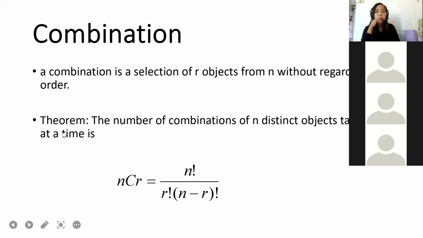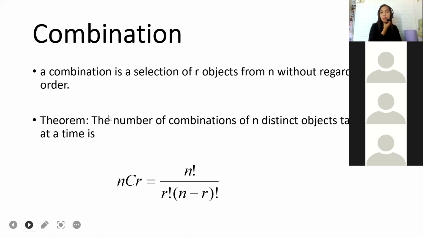Theorem says that the number of combinations of N distinct objects taken R at a time. So we only have one formula for combination. NCR is equal to N factorial over R factorial times N minus R factorial. Sa permutation ito, diba, N factorial over N minus R factorial. Sa NCR, sa combination, merong R factorial sa labas. Yun lang pagkakaiba nila. Sa combination, there is R factorial additional sa denominator. Okay, so let's try example.